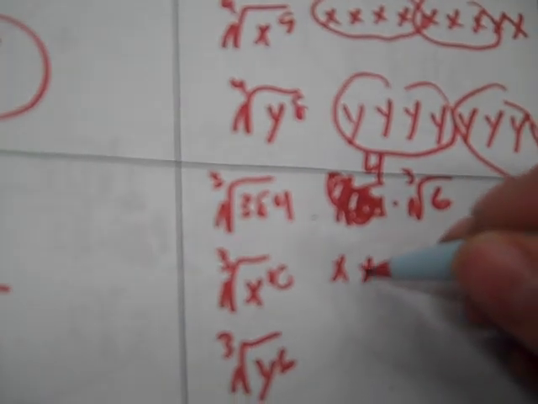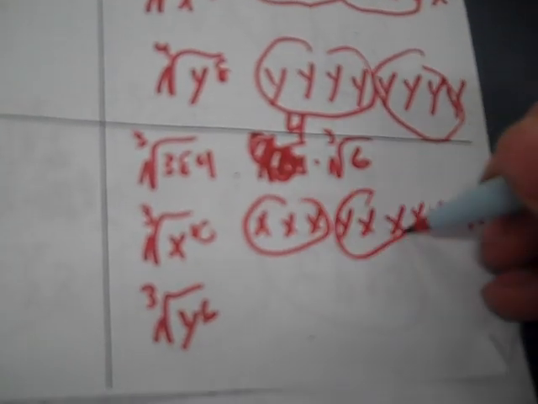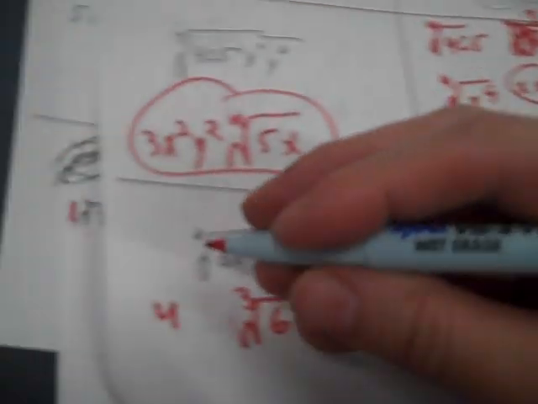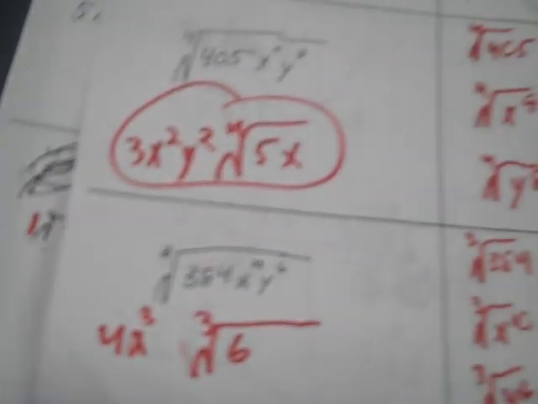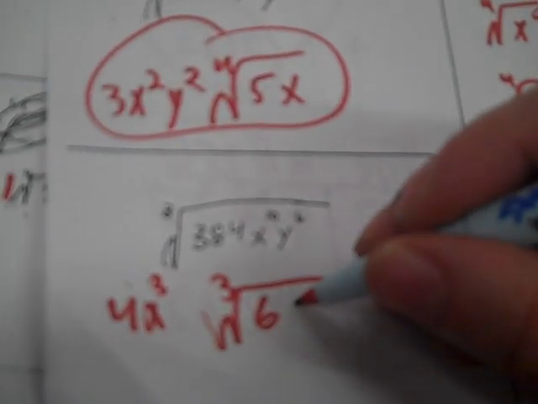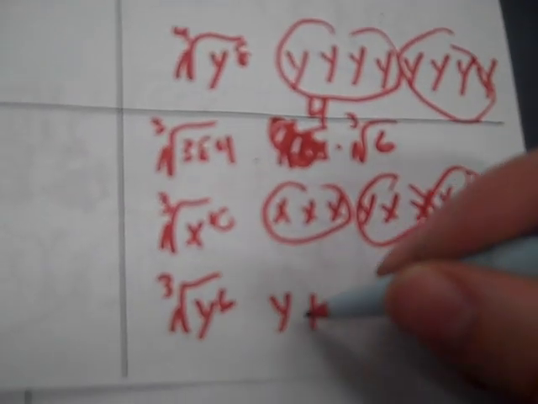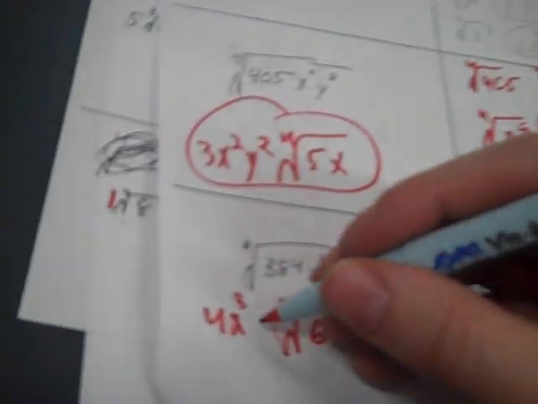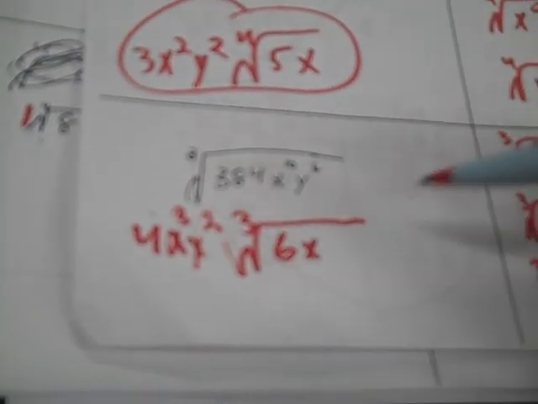So 1, 2, 3, 4, 5, 6, 7, 8, 9, 10. So we're grouping them by the 3s. 1, 2, 3. So x to the 3rd will be outside. And we will just have this lonely x inside. y to the 6th, so 3. So that would be y to the 2nd outside, and no y's inside.